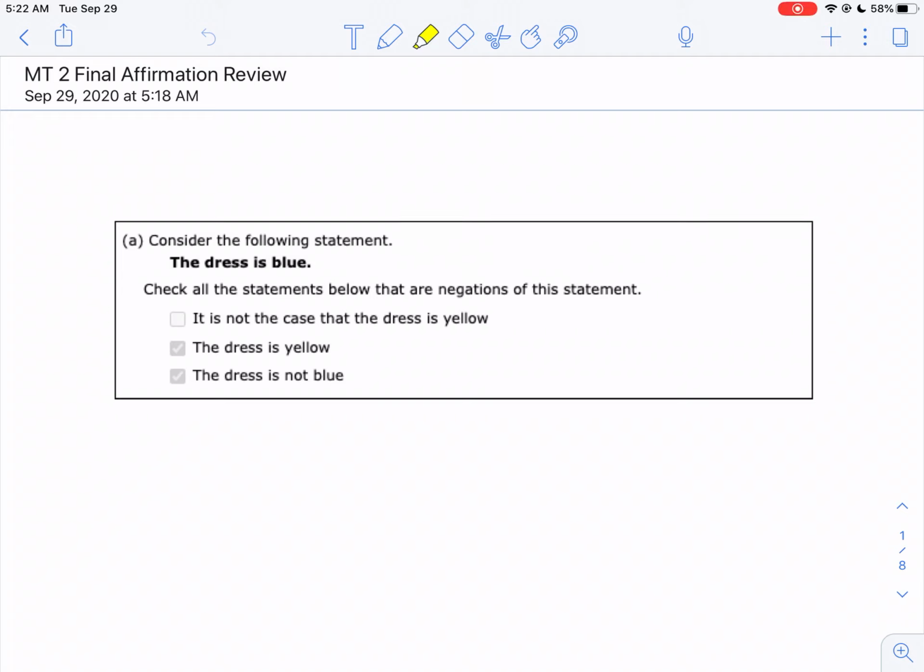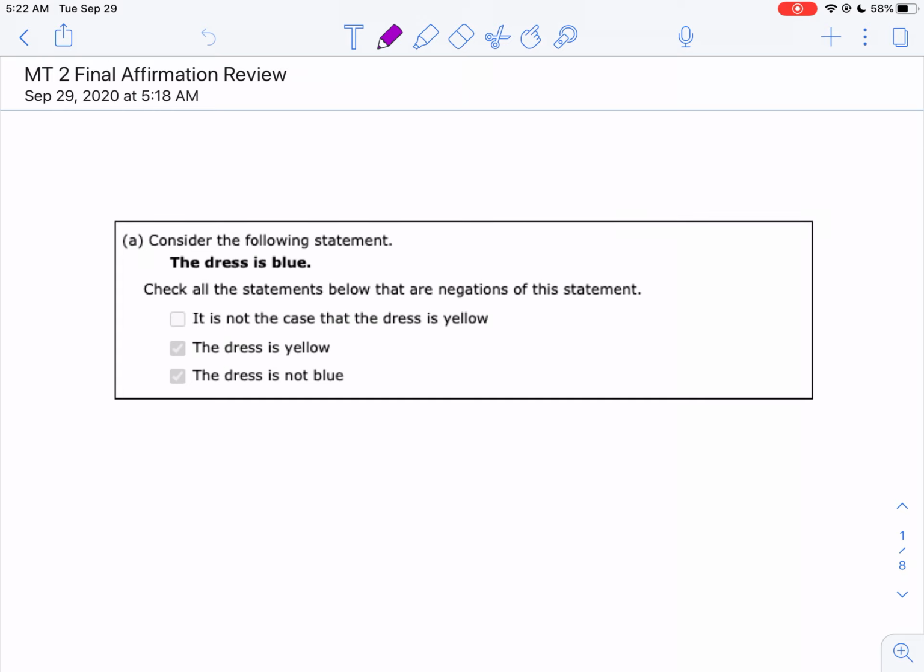Hello, we're going to take a look at your MT2 final affirmation right now and make sure you upload your work once you're done. I know not every problem requires work, like this first one. I don't expect to see work on that, but there were a couple problems I did want to see some work on. Now on this one, when we're looking at the negation, it just means opposite.